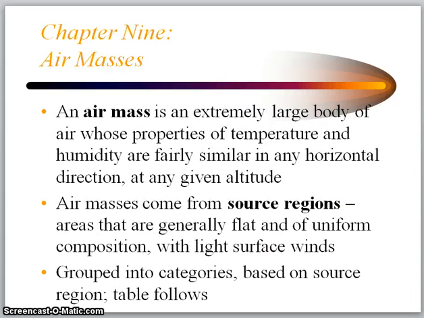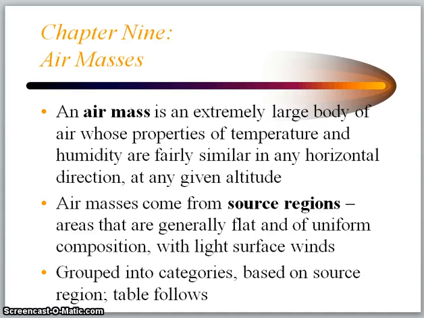So once again to the next slide, an air mass is an extremely large body of air. In that blob of air, which could be several thousand kilometers in size and a few kilometers high, the properties of temperature and humidity are fairly similar in any horizontal direction in that air mass at any given altitude. Where do air masses come from? They come from what we call source regions.